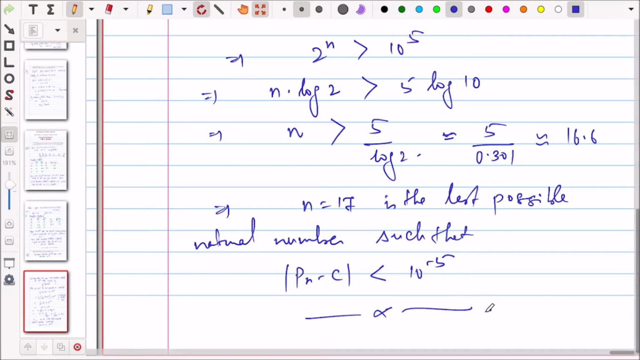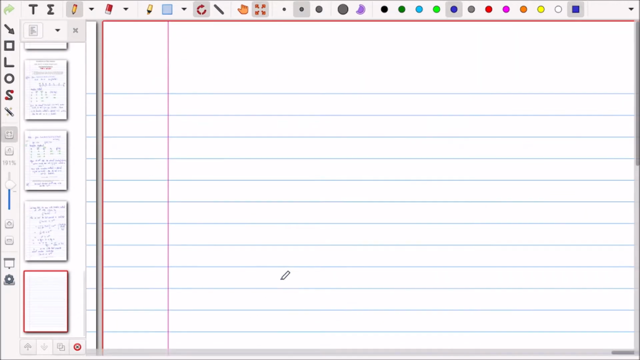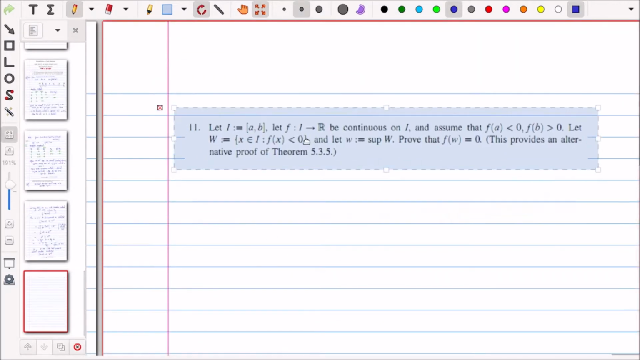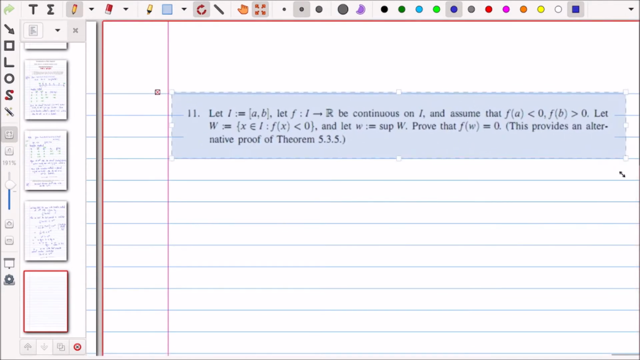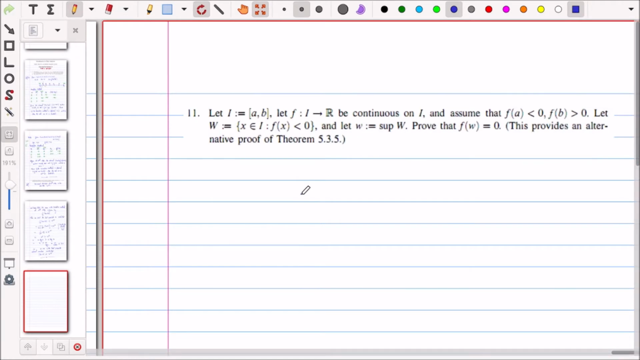So we have completed question number 10. Now let us move to question number 11. Question number 11 basically provides an alternative proof for the location of roots theorem. We proved the location of roots theorem using the bisection method, but this also provides a proof. We are given a function f which is continuous on I, and we assume that f of a is less than 0 and f of b is greater than 0.